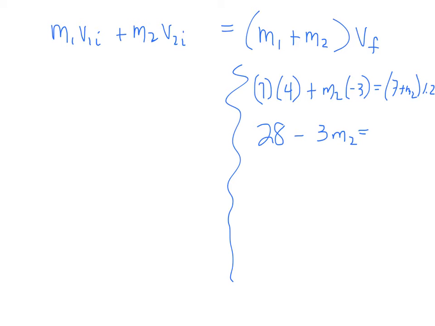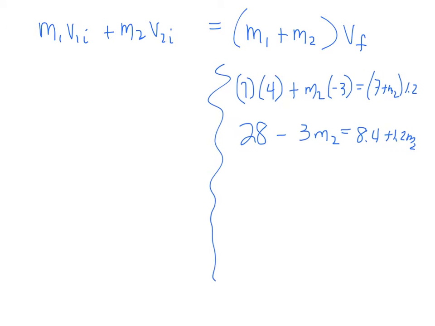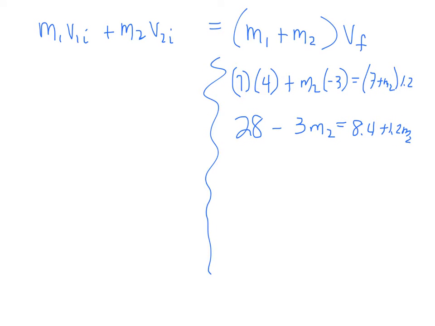On the right-hand side, what should I do? Because I need to get M2. But M2 is on the left-hand side also. So I can't just isolate it on one side and not the other. What do I have to do? 1.2. Good. What's 7 times 1.2? 8.4. That makes sense. 7 times 12 is 84. Stupid of me. Plus 1.2 M2. So far, so good? Now, how many times does M2 appear?